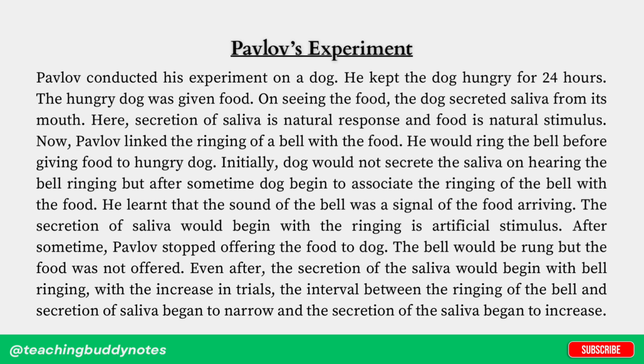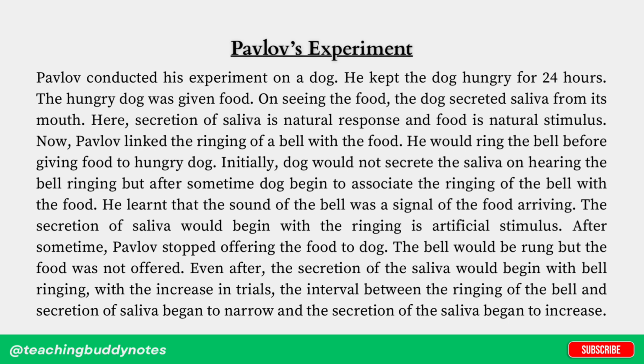Pavlov's experiment. Pavlov conducted his experiment on a dog. He kept the dog hungry for 24 hours. The hungry dog was given food. On seeing the food, the dog secreted saliva from its mouth. Here, secretion of saliva is natural response and food is natural stimulus. Now, Pavlov linked the ringing of a bell with the food. He would ring the bell before giving food to the hungry dog.